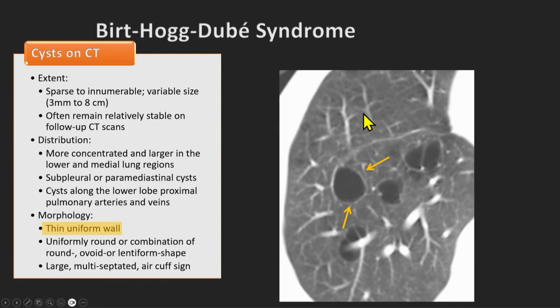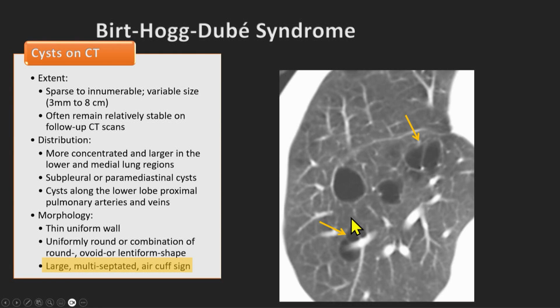These cysts are thin-walled, they're uniform, very similar to LIP. They do tend to be a little bit more multiseptated, as you can see here, and also the air cuff sign has been associated with Birt-Hogg-Dubé. So what's the air cuff sign? It's when a vessel, usually within the lower lobe, but it can be in the right middle lobe or the lingula, so a basilar predominant process, goes through the center of one of these cysts. So this vessel has a cuff of air around it.